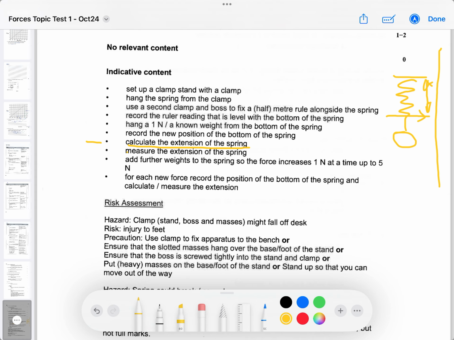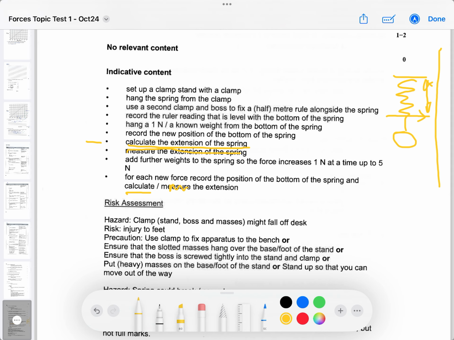So I wouldn't have put measure the extension, I would have put calculate the extension from the change in position of the bottom of the spring. And then of course, for the experiment to be fully valid, you need to keep adding weights and repeat this process for at least 5 data points to get a good graph. The minimum for a straight line graph at GCSE level would be 5 data points. For each new force, you record the new position of the bottom of the spring, and therefore you need to calculate the extension as a consequence. So don't say measure, say calculate.